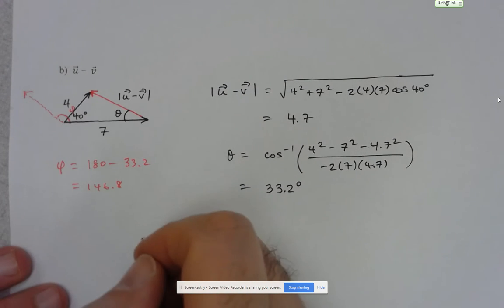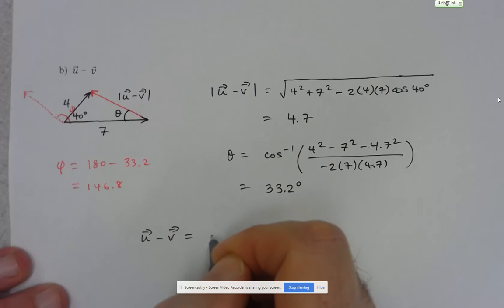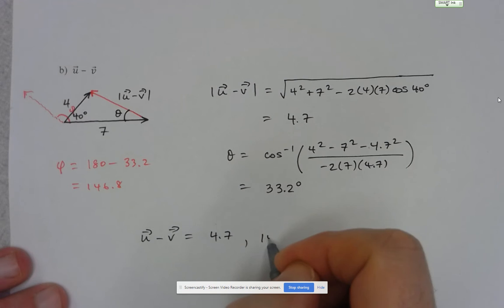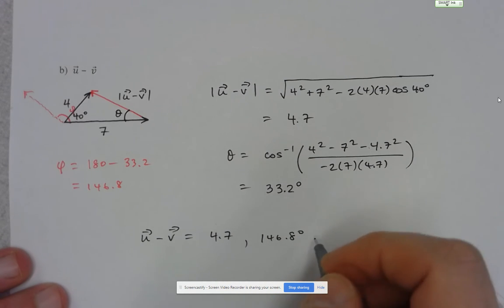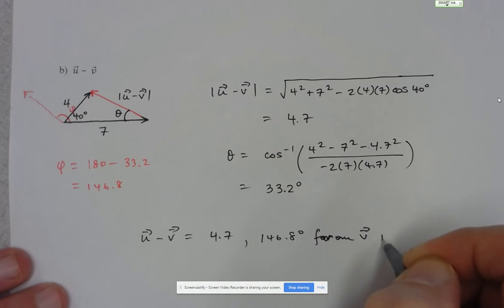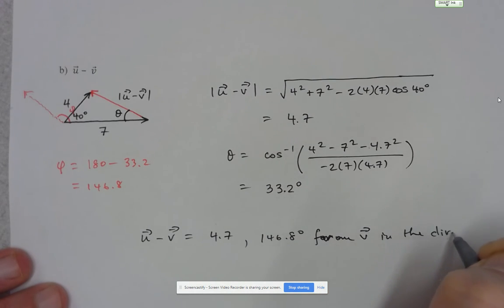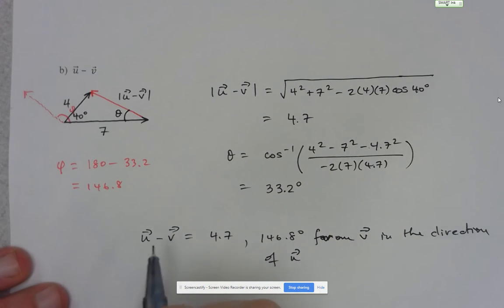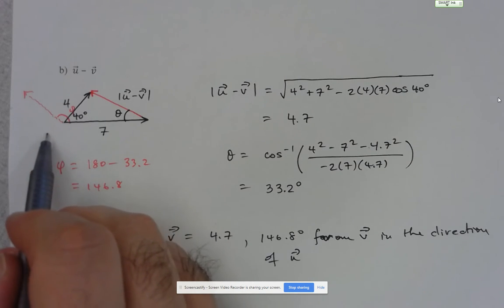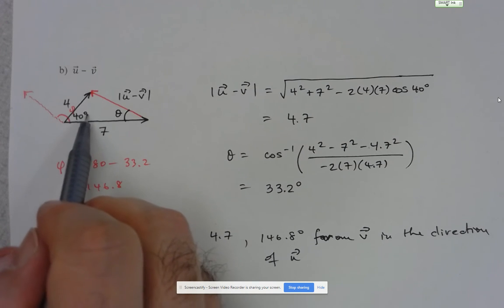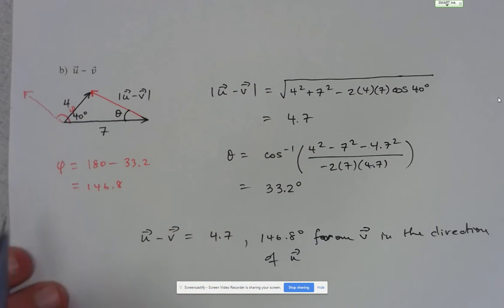So now I can give a final answer. U minus V is equal to 4.7, and for the direction, I'm going to say 146.8 degrees from V in the direction of U. When we say in the direction of, we mean closest. It could also be in the direction of U the other way, but that's the longer way to get there. So we're going to go in the direction of U, but we actually go past it to get to the vector U minus V.